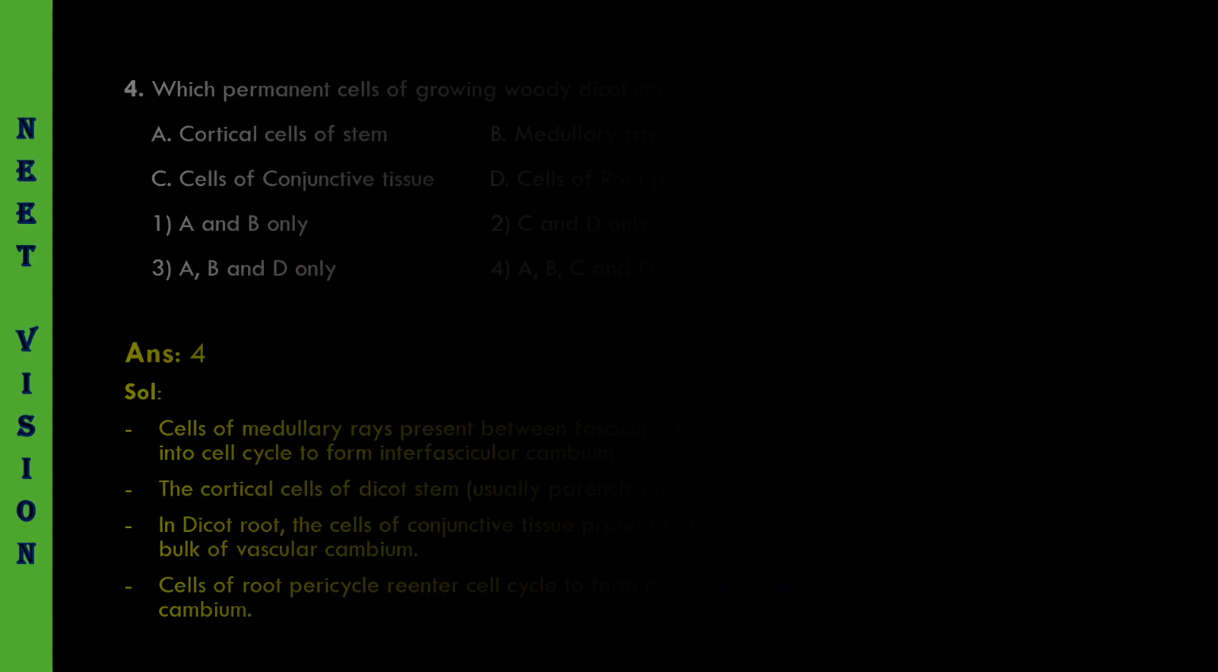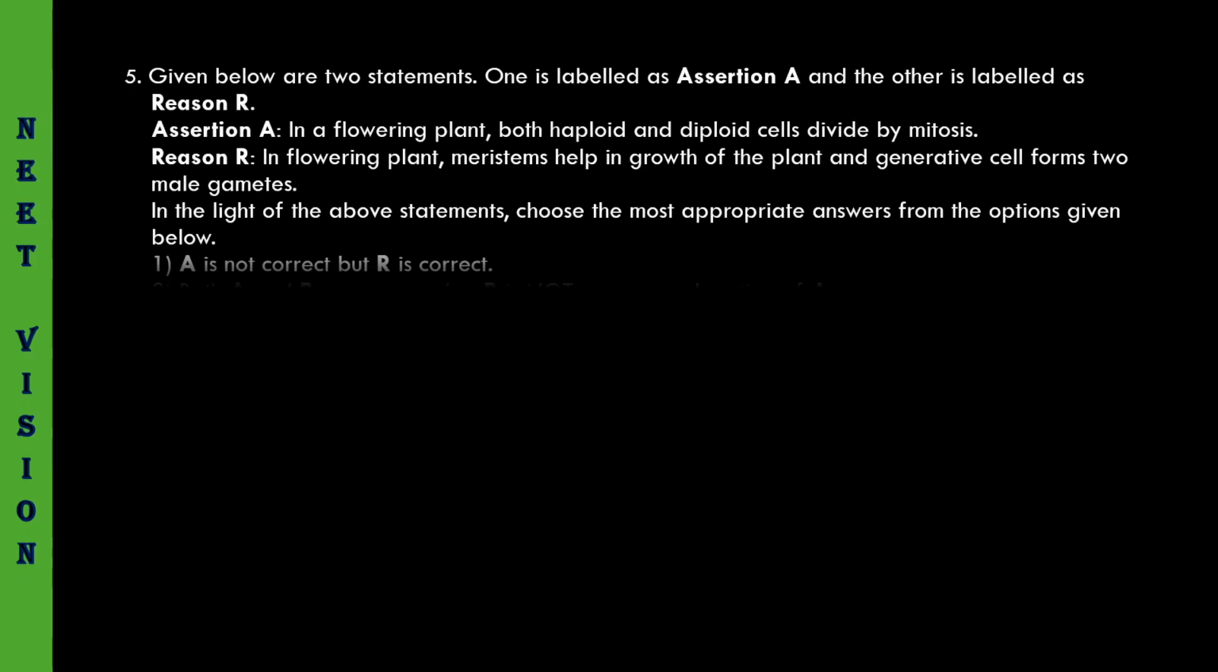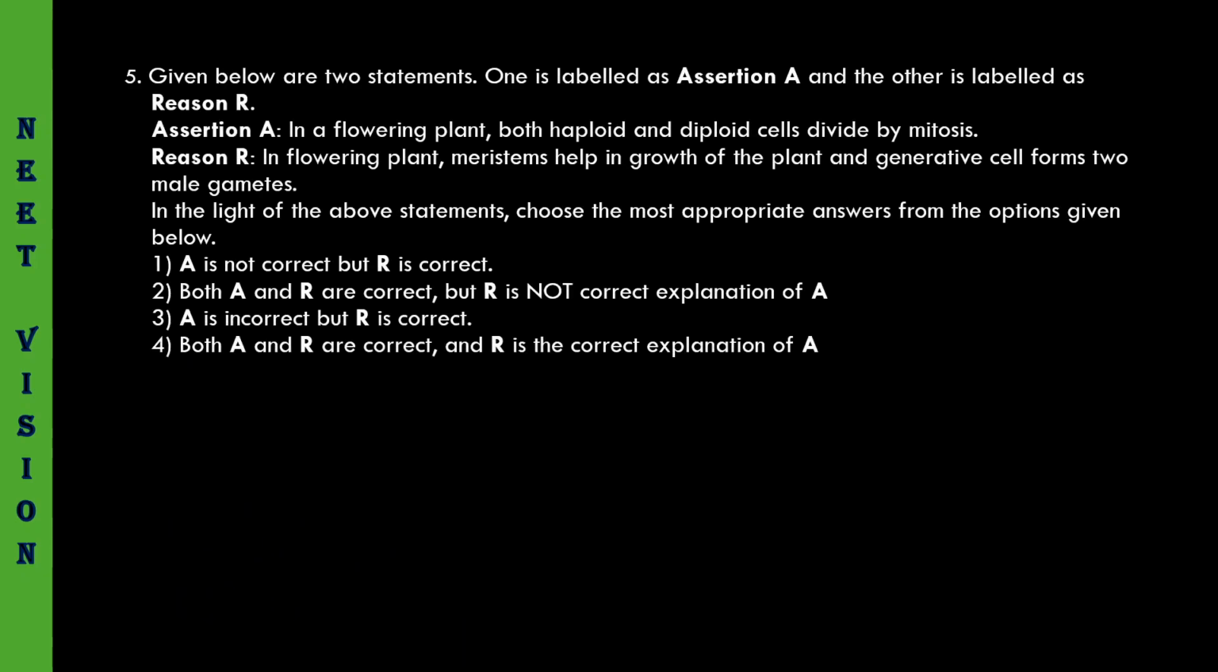Coming to the next question. Assertion reason type. In a flowering plant, both haploid and diploid cells divide by mitosis. Absolutely true. Both sporophytic cells and gametophytic cells divide in flowering plant. During the formation of gametophyte from respective spores, microspores during formation of male gametophyte, megaspores during the formation of female gametophyte or embryo sac, they divide. And the sporophytic cells also divide by mitosis.